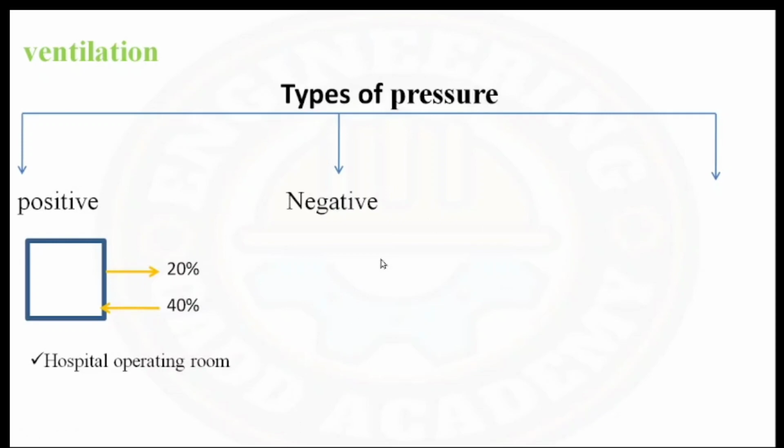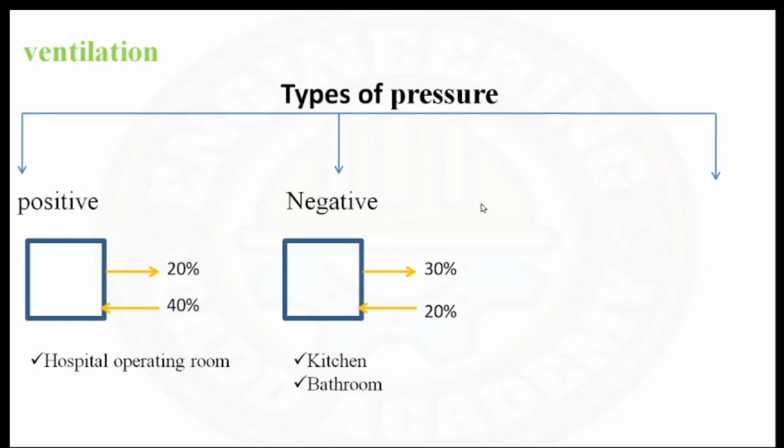Next is negative pressure. Negative pressure is completely opposite of this. Now let's see: return is 30 and supply is 20. So now return is more than the supply. This type of pressure is known as negative pressure, where the return is more and supply is less. We will maintain negative pressure in kitchens and bathrooms.